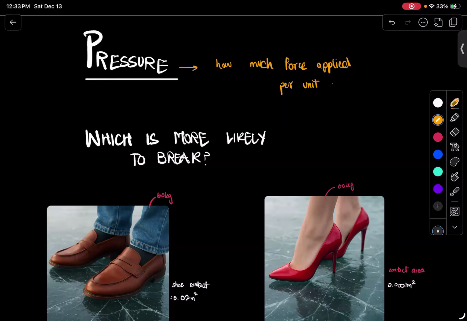Yes. Are you saying something? No, I was just saying it's how much force applied on a certain area.